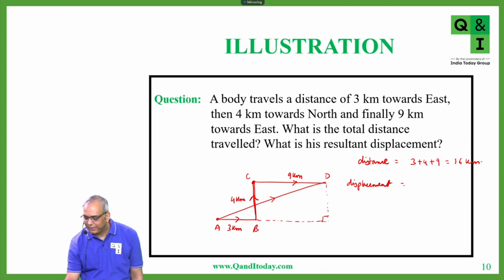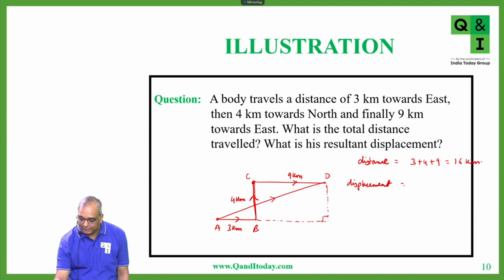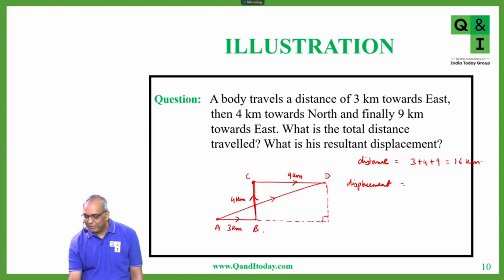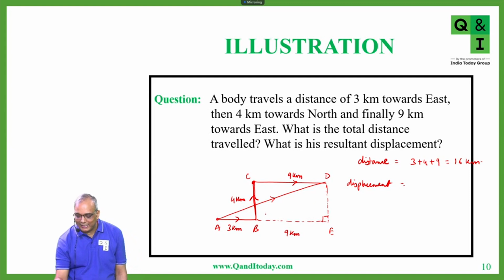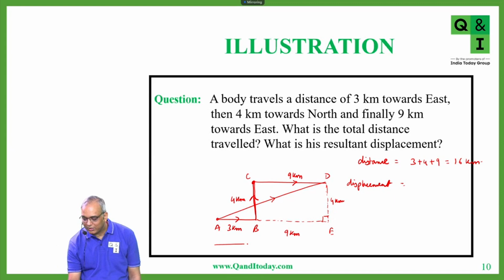So when you complete this right angle triangle, you already have AB as 3 kilometers. Let's say this point is E. BE will be equal to CD, that is equal to 9 kilometers, and DE will be equal to BC, which is 4 kilometers. So total length from A to E is going to be 9 plus 3, that is 12 kilometers.